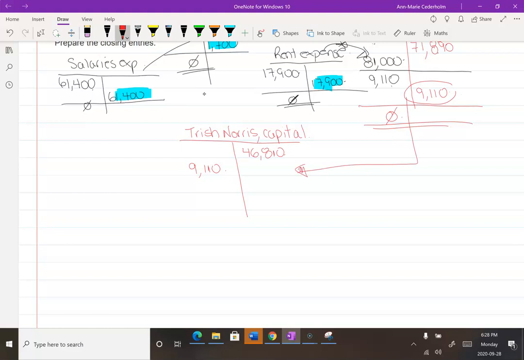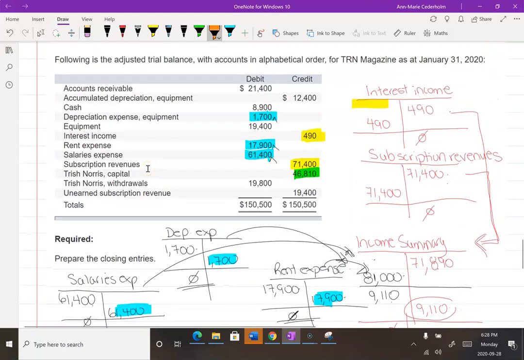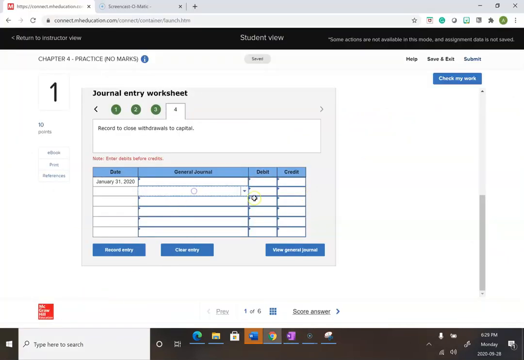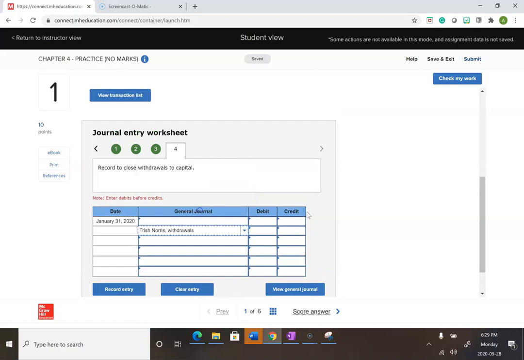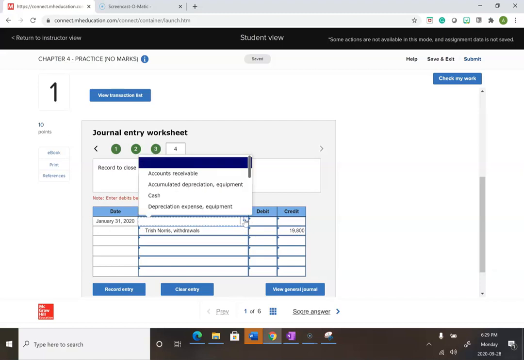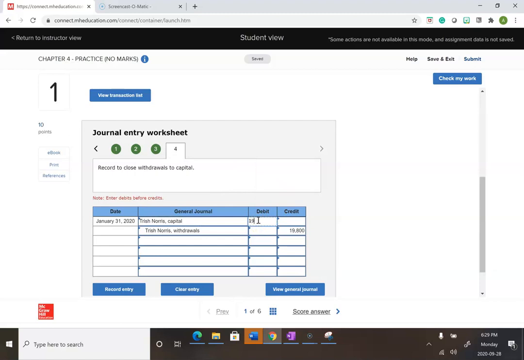And now what I'm going to do is close out my withdrawals into the capital account. So the withdrawals are right here. So the 19,800. So that's going to be my last journal entry. So the withdrawals were a debit of $19,800. So if I credit that, I'll bring that balance to 0. And then I'm just going to put that directly into the capital account. $19,800.